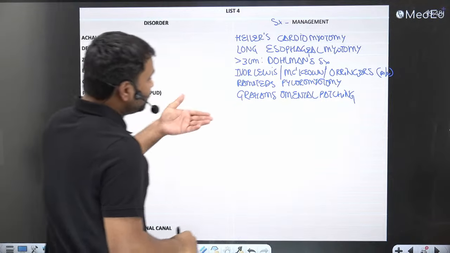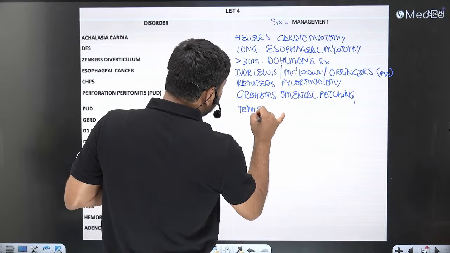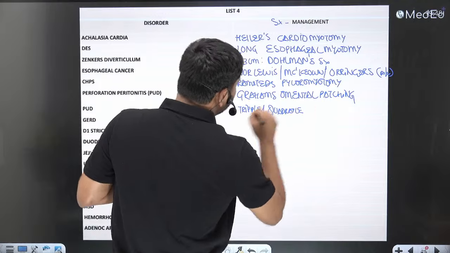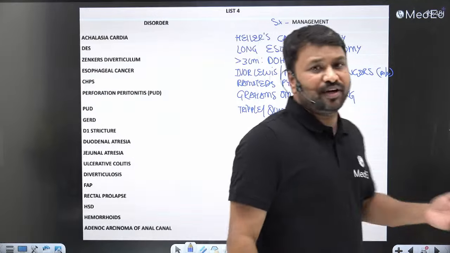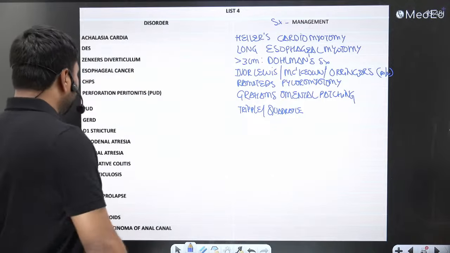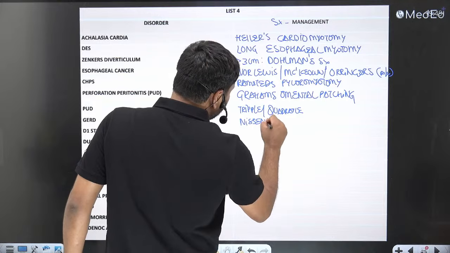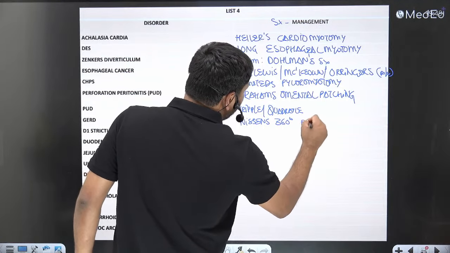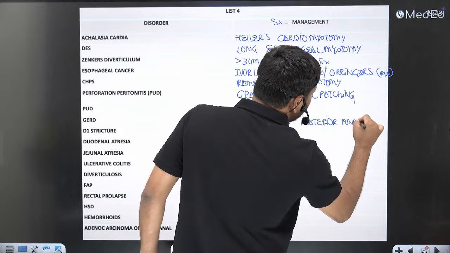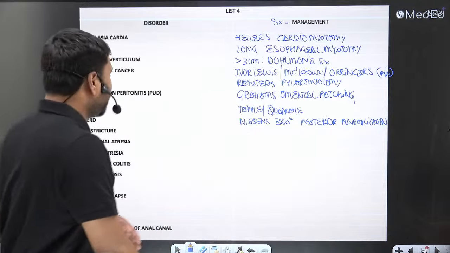For peptic ulcer disease, we will either go ahead with triple or quadruple therapy. If it does not work out, if it is duodenal ulcer, you'll go with vagotomy. If it is your gastric ulcer, you can go ahead with Billroth 1 or Billroth 2. For GERD, I would prefer Nissen's 360 degrees posterior fundoplication. That is your 360 degrees posterior fundoplication.